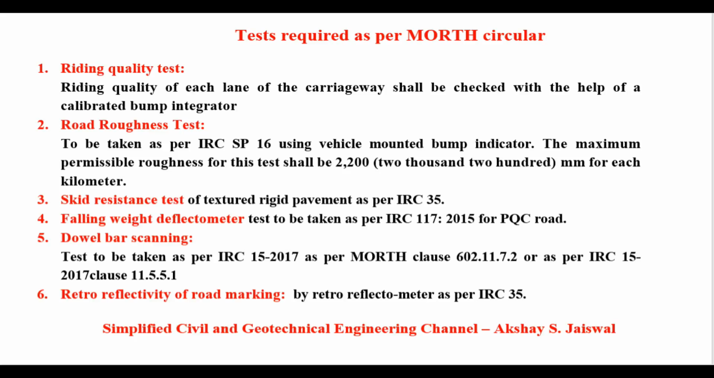Riding quality of each lane of the carriageway shall be checked with the help of a calibrated bump indicator. Second test is road roughness test. This test is carried out as per IRC SP16 using vehicle mounted bump indicator. The maximum permissible roughness for this test shall be 2200 millimeters for each kilometer.